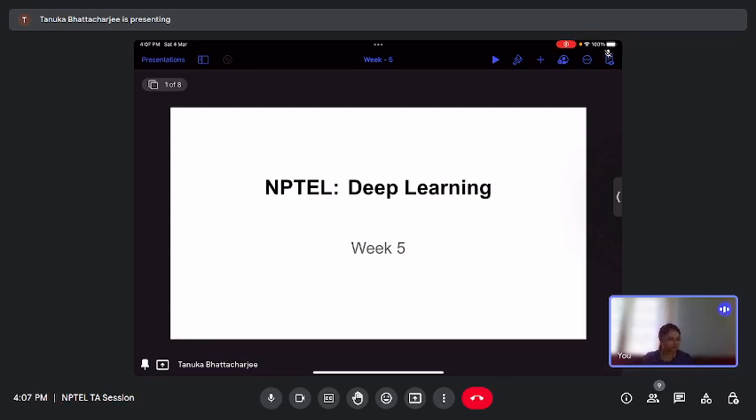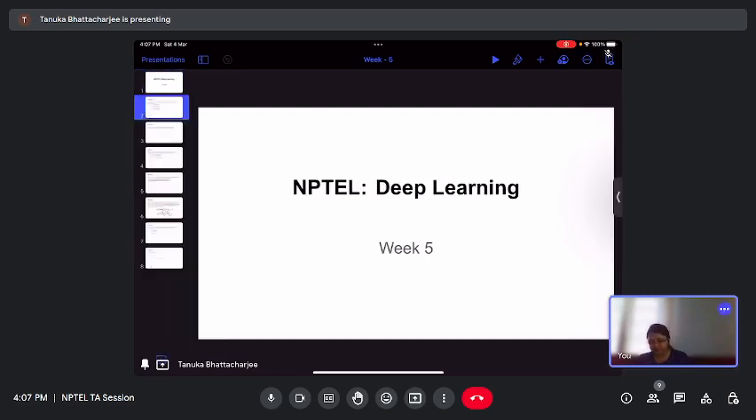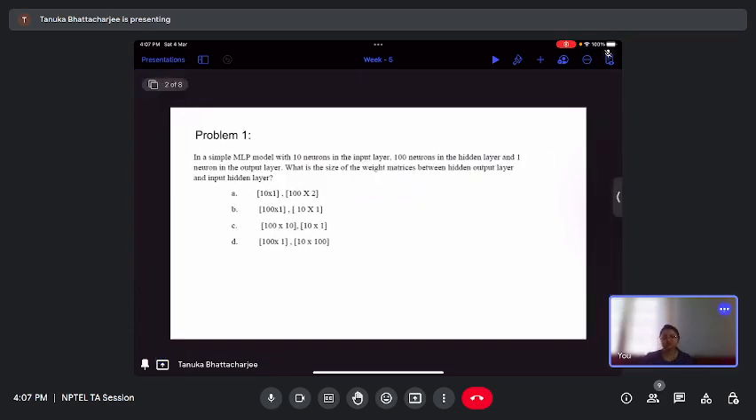So, today we'll be talking about some neural network problems like feed forward neural network problems and the back propagation algorithm, some problems on these sorts of topics. So, let us start with the problems for today. The first problem we have is in a simple MLP model, multi-layer perceptron model, with 10 neurons in the input layer, 100 neurons in the hidden layer and 1 neuron in the output layer. What will be the size of the weight matrices?